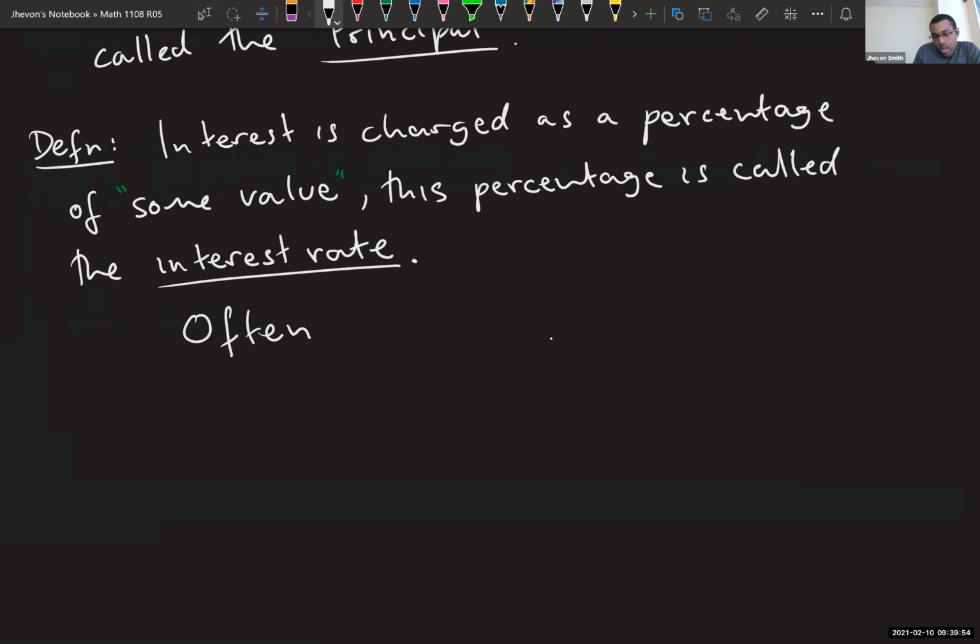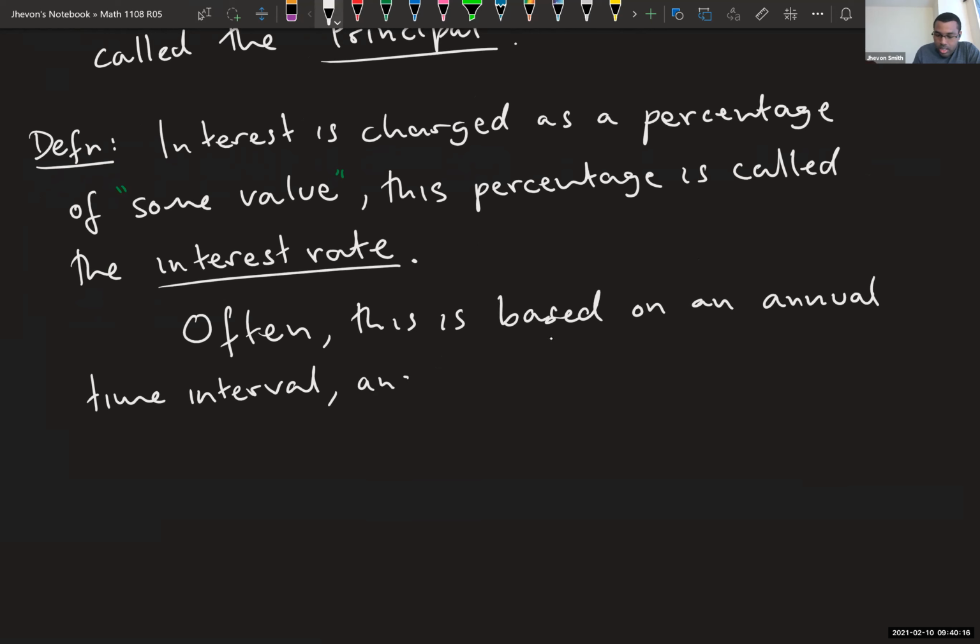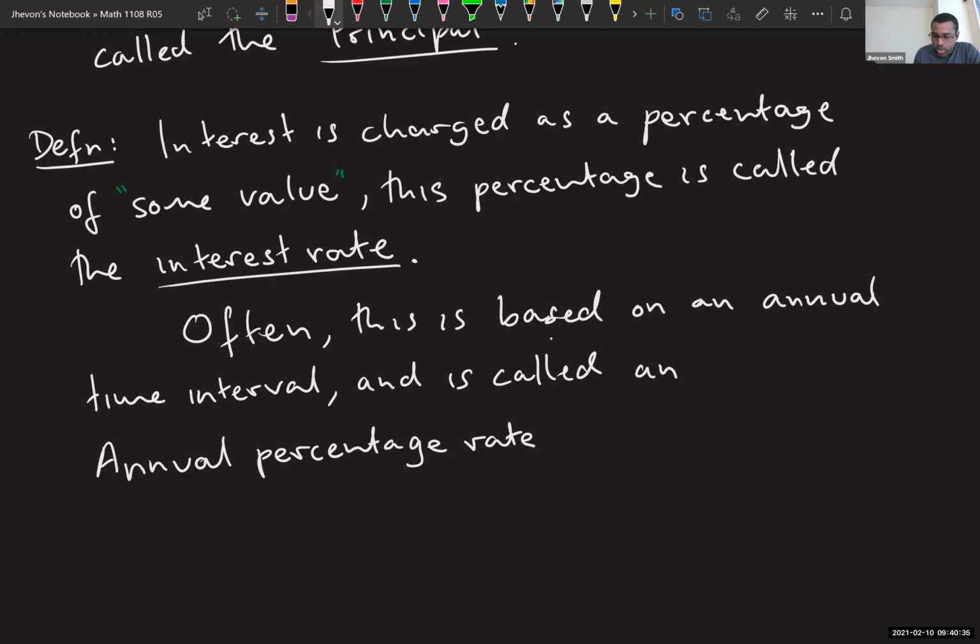Often, this is based on an annual time basis, an annual percentage rate. Oftentimes they base it on the percentage interest that they charge you over 1 year, and they would refer to the interest rate at that point as an annual percentage rate or APR.